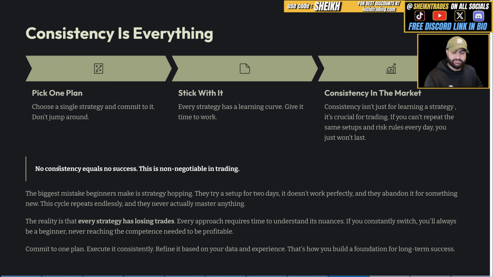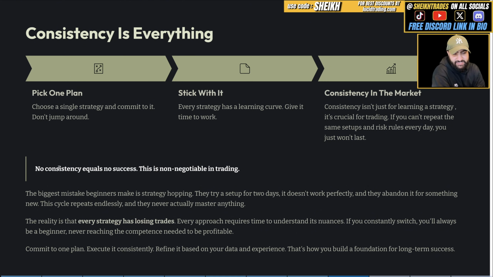No consistency equals no success. I can't emphasize it enough. It's non-negotiable in trading. You could tell that to anyone, even the fake gurus will tell you the same thing. The gurus that don't even make money, they only make money by giving retail traders, starting traders like you, hope. They will even say that.